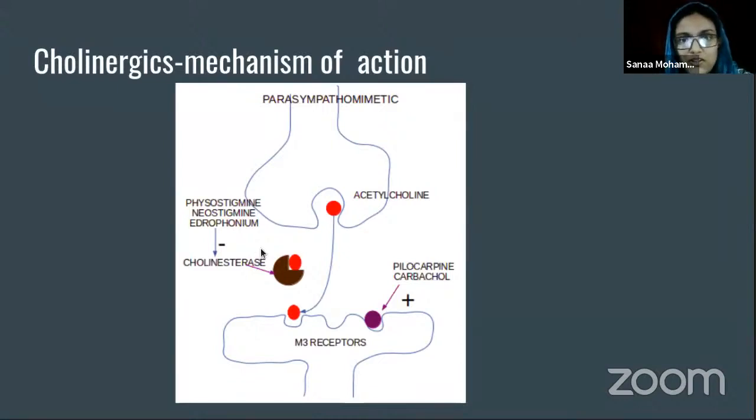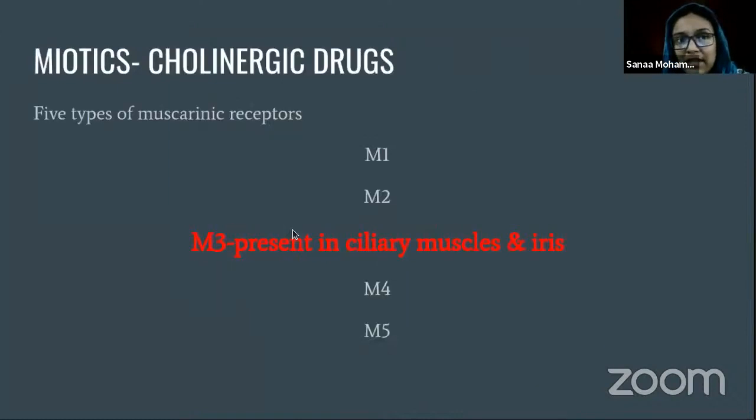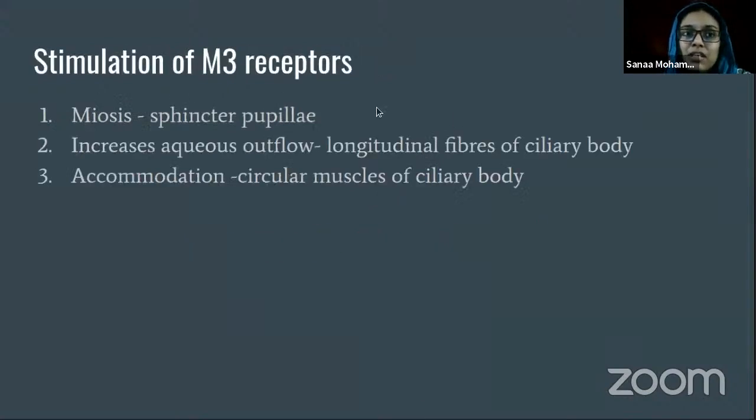So I hope the mechanism of action is clear: either direct agonistic action or increasing the availability of the already existing acetylcholine. There are 5 types of muscarinic receptor, of which M3 is the one present in your ciliary muscles and iris. And the stimulation of this M3 receptor produces miosis, it increases aqueous outflow, and it produces accommodation.